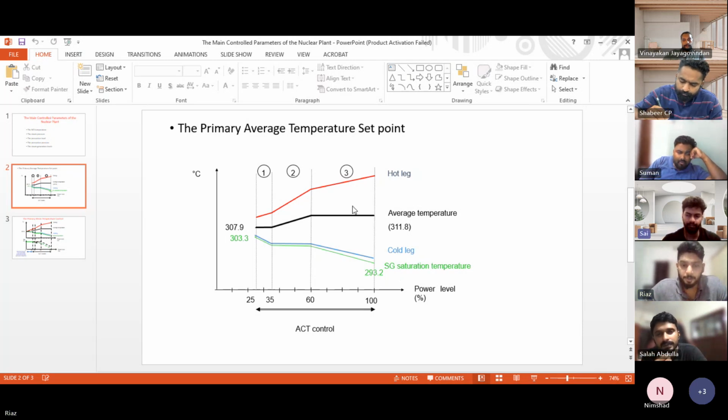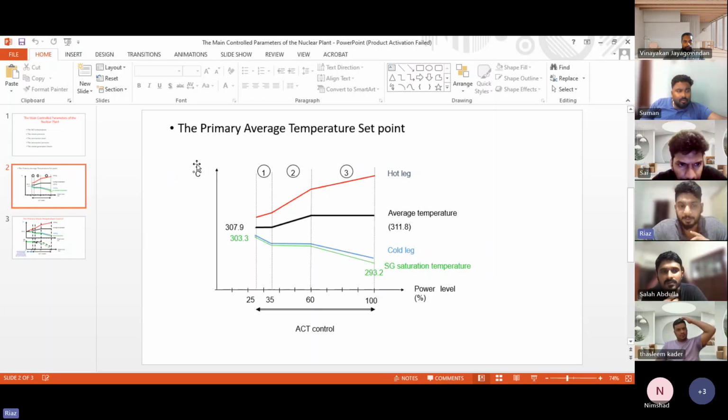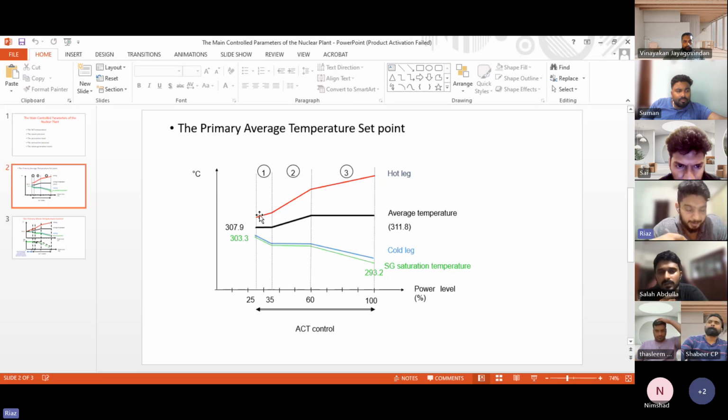Okay. Then you can start like that. You can say the primary average temperature set point. In this figure, the x-axis is power level percentage. Is the figure visible now? Yeah. And the y-axis is the temperature in degrees Celsius. This figure is only showing the ACT control mode. We are deep diving into the ACT control mode. After that, we will discuss the neutron flux control mode.